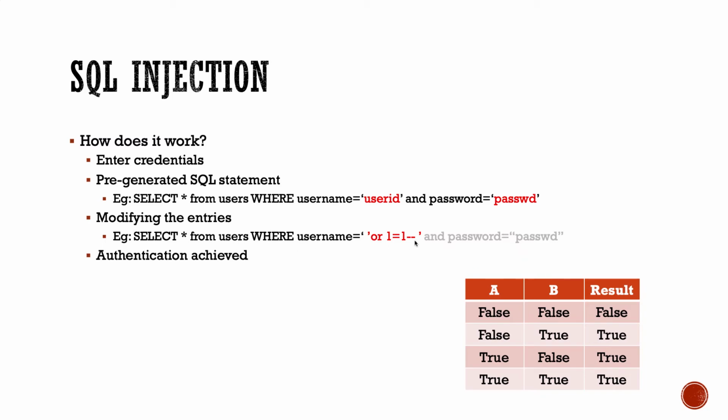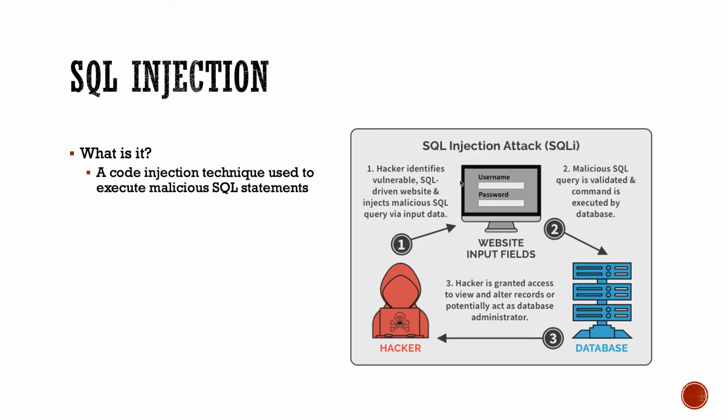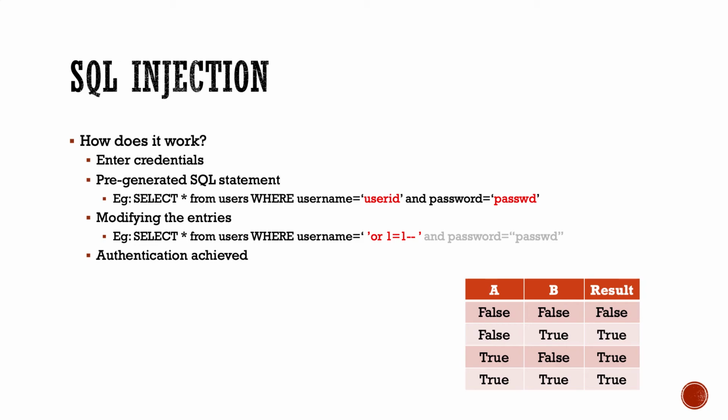For example, this one: select star from users where the username is equal to this particular code. I'll explain what happens here. This first apostrophe, the red apostrophe, is to close the string. What that means is whatever you enter into the username here is given as a string. So the first thing we do is close that string, which means the username is just a null string. We have nothing inside there.